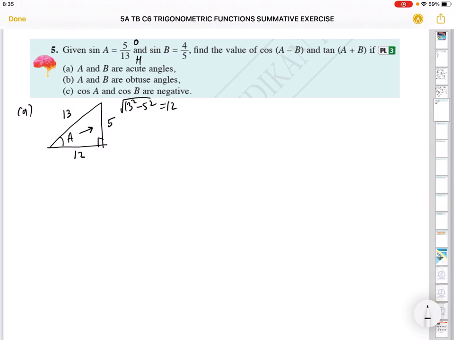Okay, how about B? Just draw a triangle. Sine B, opposite is 4, hypotenuse is 5, adjacent is 3. You know why? 5 squared minus 4 squared, square root, you get 3.